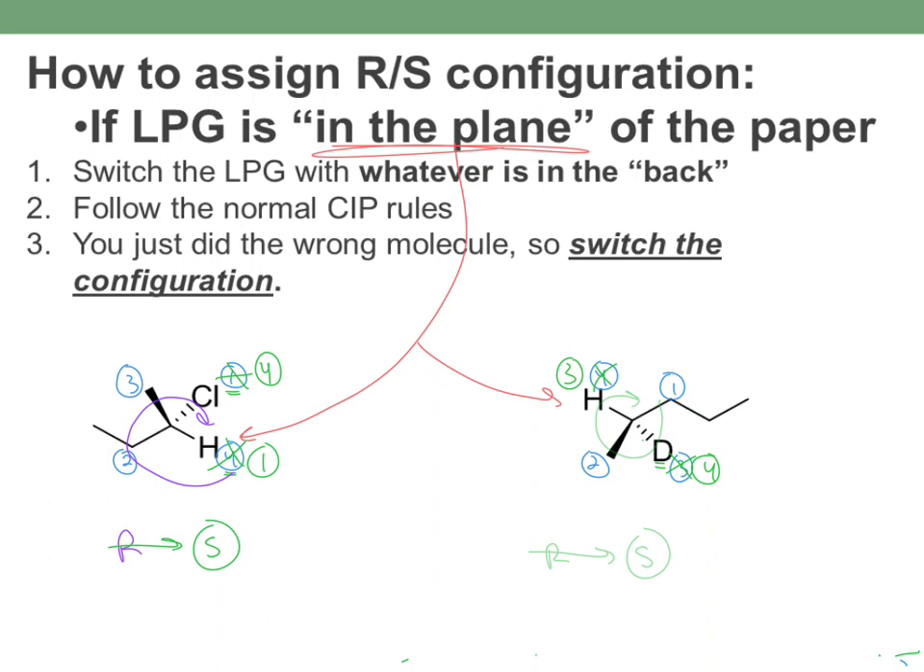So I hope that helps. You definitely should practice 100,000 of these. The more you practice, the faster you get. And you only have 3 situations. Either the lowest priority group is going to be in back, it's coming out at you, or it's in the plane. And then you can figure out your R and S configurations. So practice up. Happy studying.